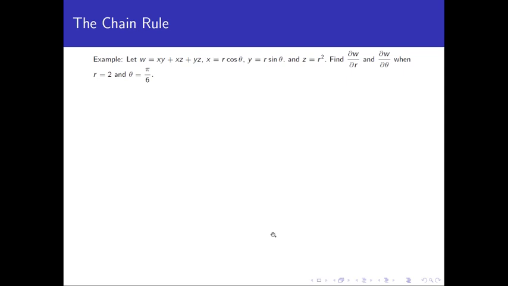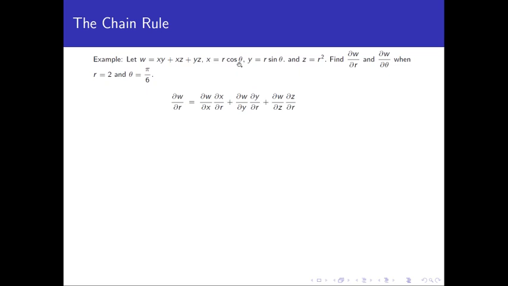All right, let's see if we can try this out. We have a function w in terms of x, y, and z. x and y are functions of r and theta. We want to find the partial of w with respect to r and the partial of w with respect to theta at those particular values for r and theta. Let's use the chain rule to do it.